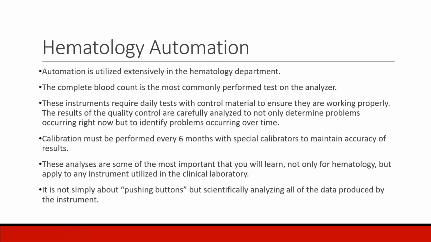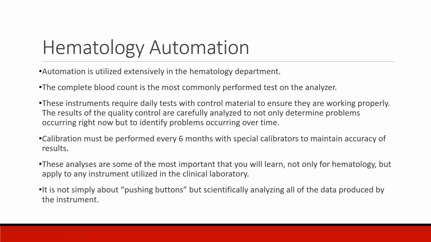Just because the machine puts out a number doesn't mean it's right. And so every day, the first thing we have to do is we run samples of known values, high, normal, low, and they have to give us results within certain parameters to say, yeah, your machine is working properly today. If those results do not fall within the manufacturer's ranges, we cannot test that patient sample. That means something is wrong with the machine, and the results that we get are not going to be accurate.